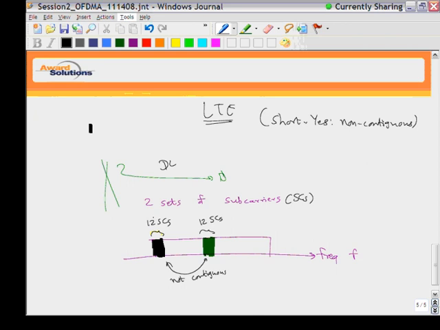But within this set, we have 12 contiguous sets. Within a set, we have 12 consecutive or contiguous subcarriers. And that set formally is called a resource block in LTE. So one resource block has 12 consecutive subcarriers. So hopefully that answers your question.